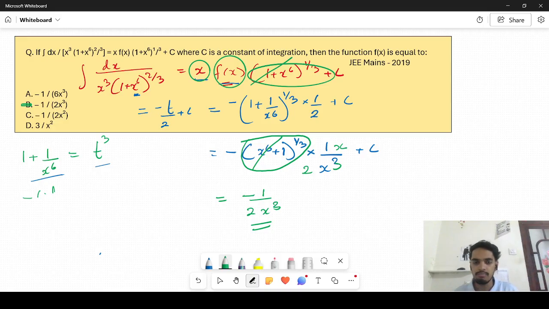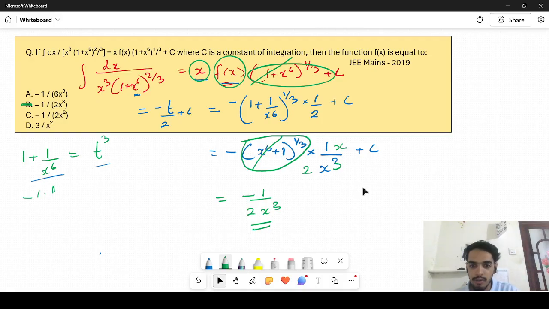But is it that difficult? No. What we have done here, since it is a polynomial integration, we have taken the highest power common outside. After taking the highest power common outside, we have done the substitution method. After the substitution, we just compared the LHS and RHS. That's it. Just mathematical manipulation. Very easy, guys. Trust me.